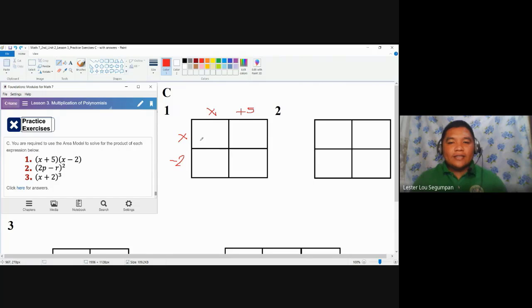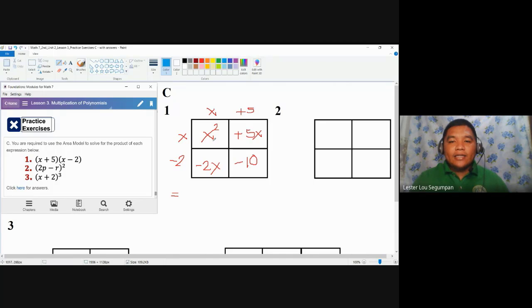So let's start with x and x. x times x is actually x squared, because that's 1 plus 1, so 2, x squared. Next, positive 5 times x, so you have positive 5x. The negative 2 here times x, so you have negative 2x. And for the last, you have negative 2 times positive 5, you have negative 10. Now that we have completed all the products in each of the grids, we can combine whichever we can combine here.